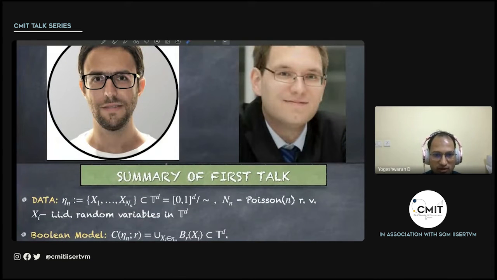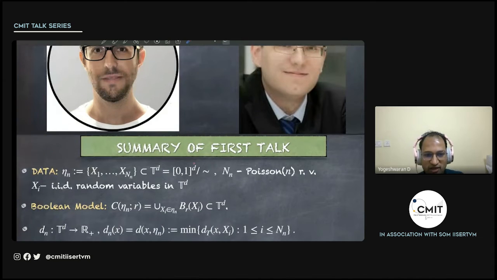Okay, so the first talk, let me briefly recollect the key points, is that we have data which is a bunch of points in the torus. Okay, IID points, these are IID and random in number. The random number for me is a Poisson random variable, RV stands for random variable. This is the mean of the Poisson random variable. So this is a Poisson random variable with mean n. And so I have a random number of IID random points in the torus.